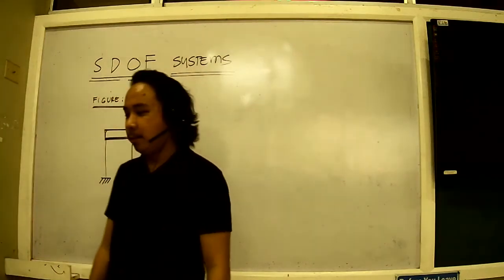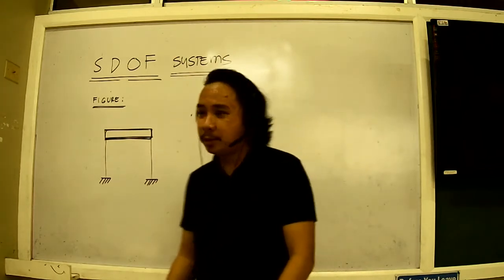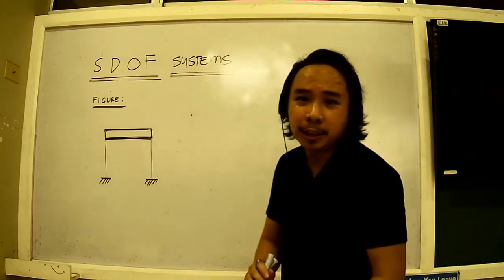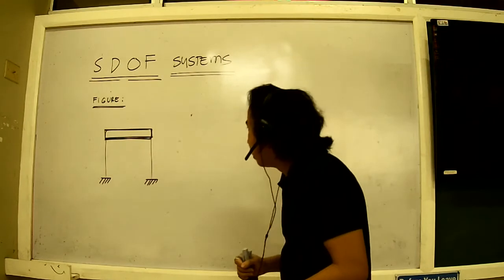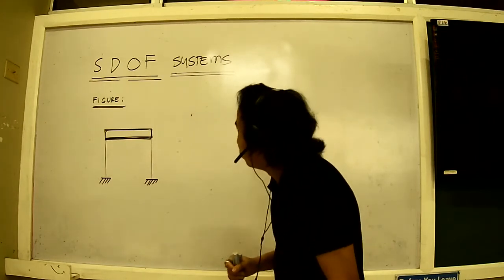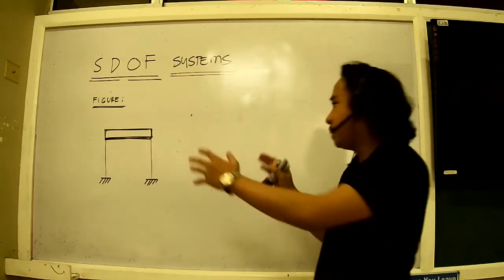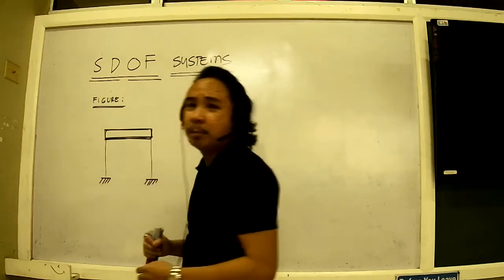Okay, so when we talk about single degree of freedom systems, I would like to set an example here with a one-story floor system that is supported by columns. Typically, this is the setup for most of our buildings here.